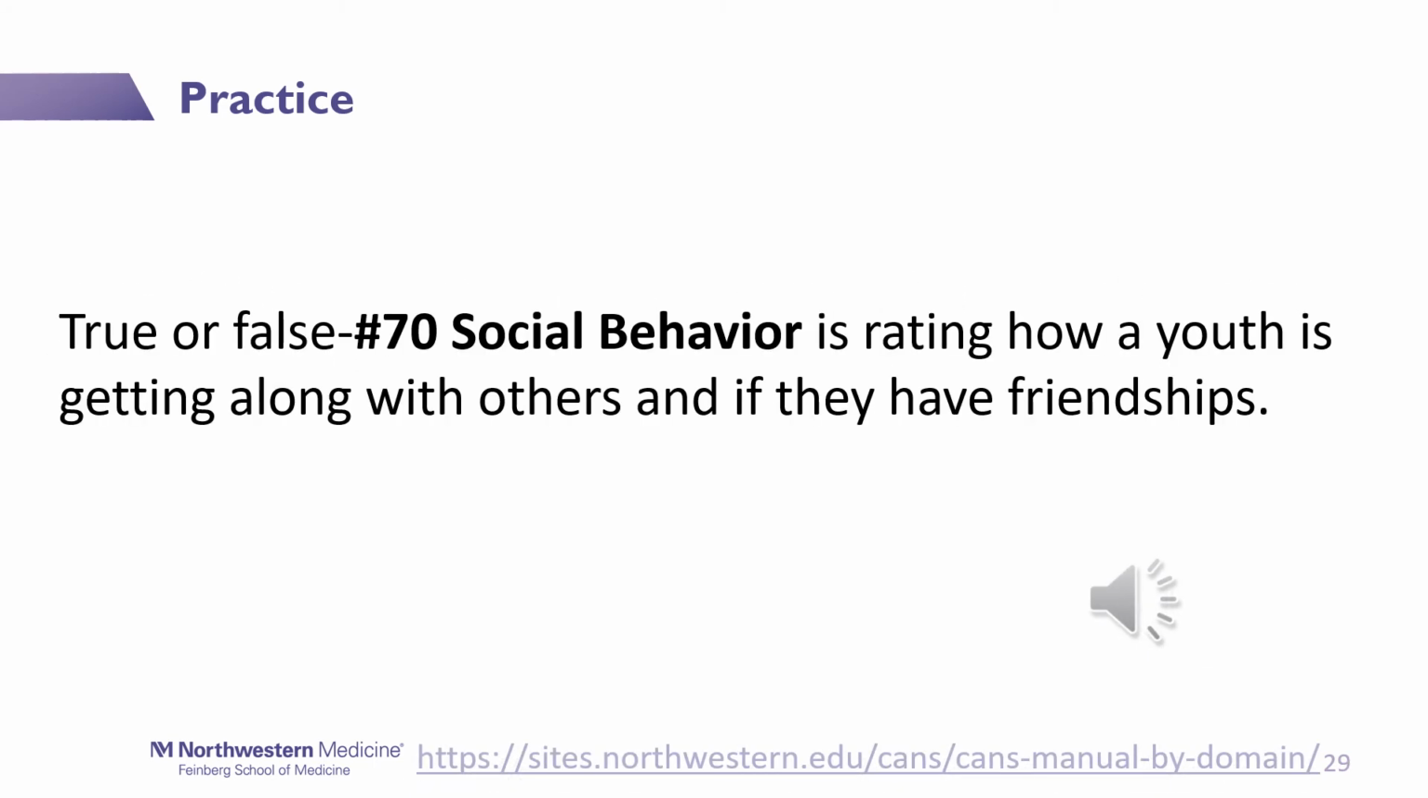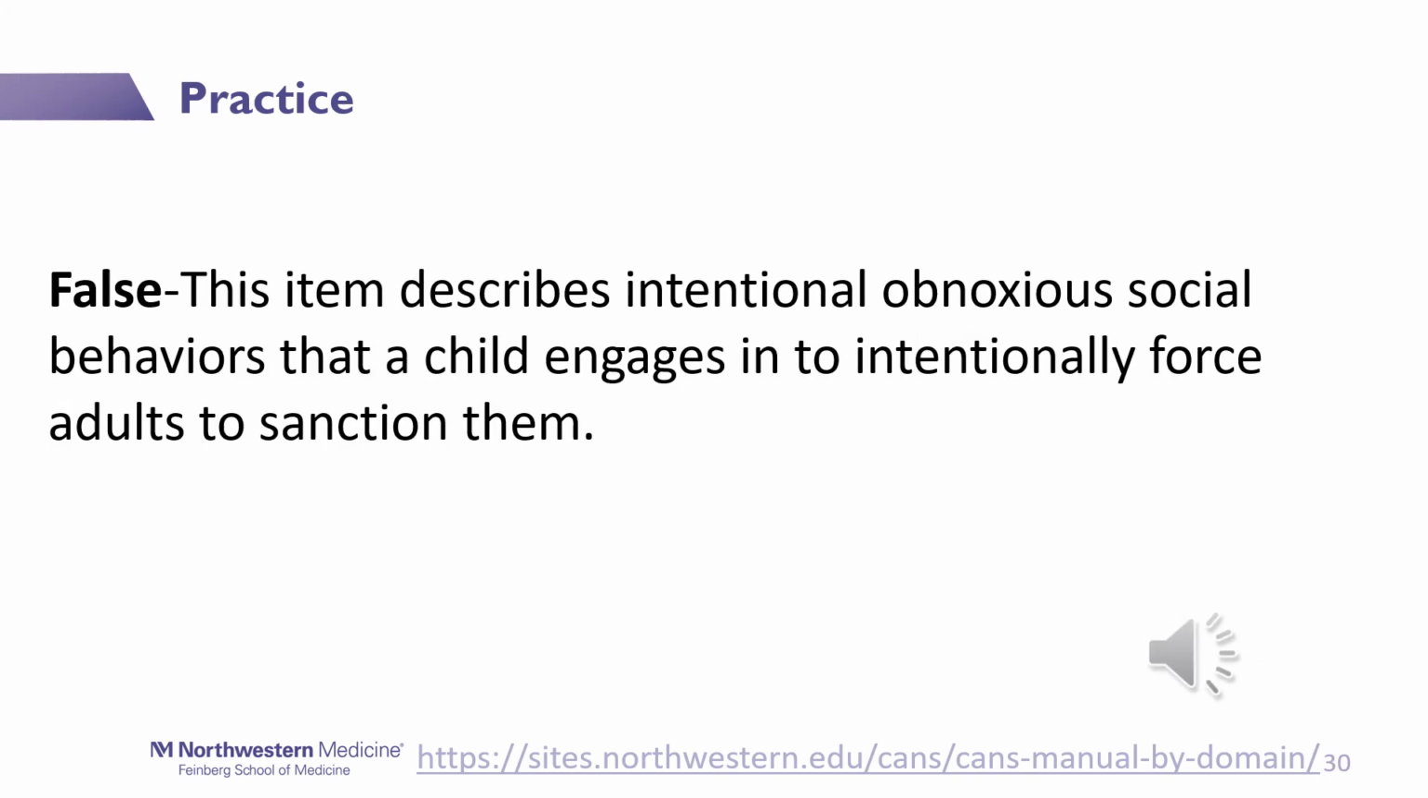True or false? Number 70, social behavior, is rating how a youth is getting along with others and if they have friendships. False. This item describes intentional, obnoxious social behaviors that a child engages in to intentionally force adults to sanction them.